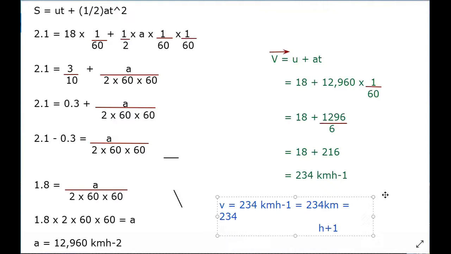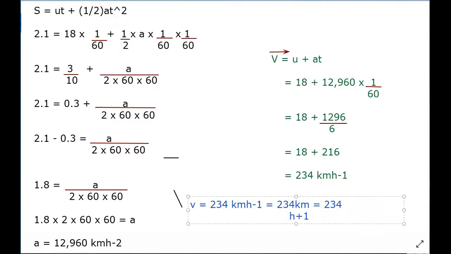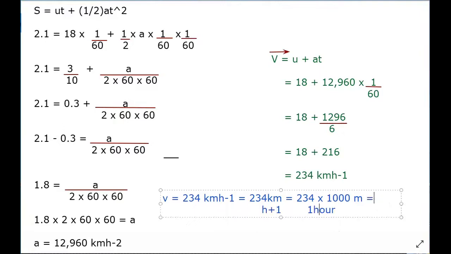234 kilometer. To convert kilometer into meter, what should I do here? Multiply by 1000. Very good. Once it is multiplied by 1000, kilometer will be meter. H to the power plus 1 means 1 hour. That's the meaning. H means hour, 1 hour, right? Now somebody unmute the mic and tell me, 1 hour means how many seconds?